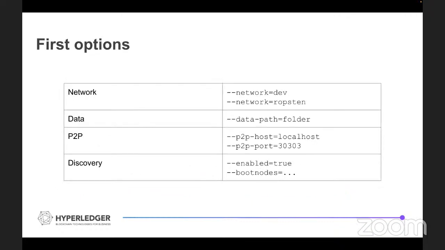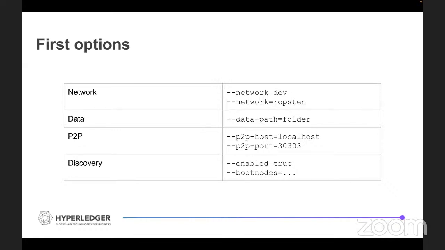First, options. The network option is the most important one. We just saw it, and in this example, I'm using dev and Ropsten. So you can actually set a network, and right away, if it's a well-known network, Besu is going to be able to take that configuration from the genesis file, the boot nodes, the consensus engine. It will know exactly what to do. You don't need to tell it more than that, right?